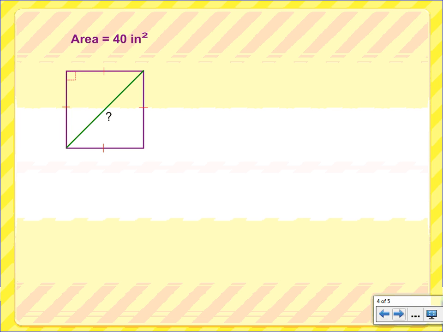In this next example, we have a square. Very little information. We're given the area is 40 inches squared, and we want to find the length of the diagonal. Okay, we've got a square, and if we take a look, this diagonal splits it into two right triangles. Excellent. All right, so go ahead and pause it. Try the problem if you can.